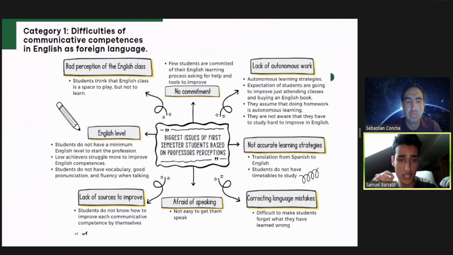Also, students have a bad perception of the class. Based on professors' perceptions, students think that the English class is a space to play, but not to learn or to overcome those difficulties. And also, based on the lack of autonomous work, they don't have the commitment to improve, to really be aware that they have to improve those difficulties. So the next one.